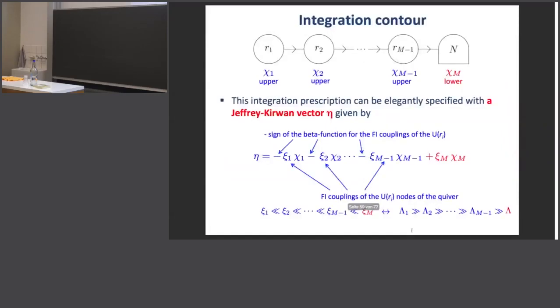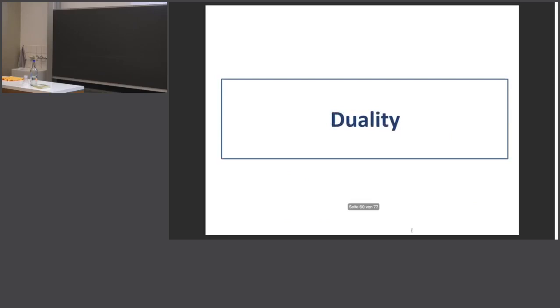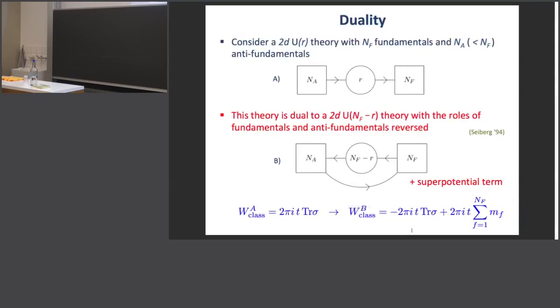So to address these questions and make this a broader perspective, in such a way that it doesn't look like just a cookbook recipe, but maybe has an interesting meaning, let me address the question of duality. Because we know that if we have a two-dimensional theory with gauge group U(R) and a certain number of fundamentals and anti-fundamentals, which I can describe with this quiver diagram, now these are square nodes, so they are just flavors for this gauge node.